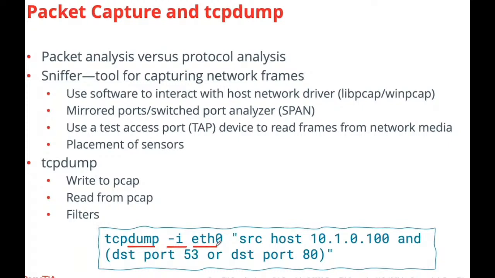There are filters also you can use, like host, net, port range, and all. It's like this one, source host this, and destination port this. This is basically the filter. Now this particular command will filter and give you the output where the source IP will be 10.1.0.100 and the destination port either 53 or 80, both. That's basically the command line version.